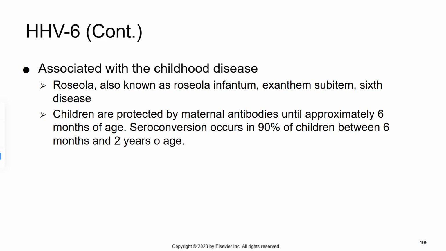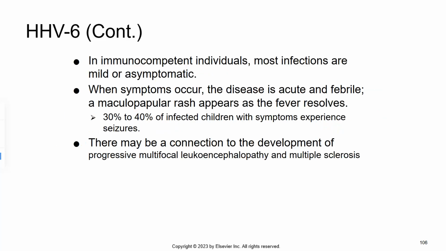Associated with the childhood disease roseola, also known as roseola infantum, exanthum subitum, sixth disease. Sixth disease is the one that I've most commonly heard it referred to as. Children are protected by maternal antibodies until approximately 6 months of age. And then seroconversion occurs in 90% of children between 6 months and 2 years of age. In immunocompetent individuals, most infections are mild or asymptomatic. When symptoms occur, the disease is acute and febrile. A maculopapular rash appears as the fever resolves.